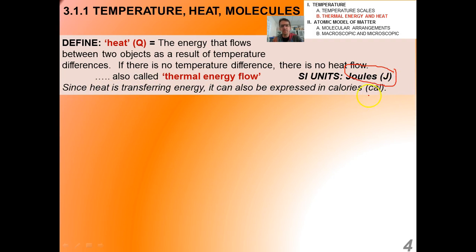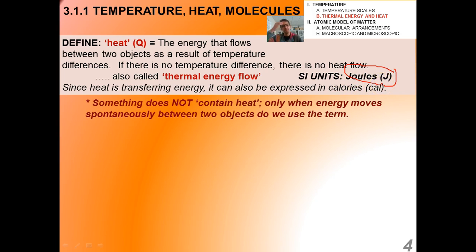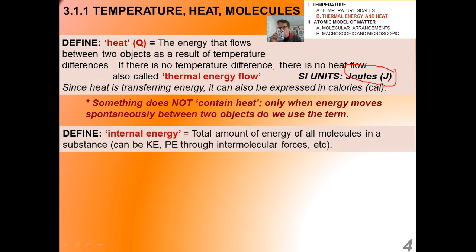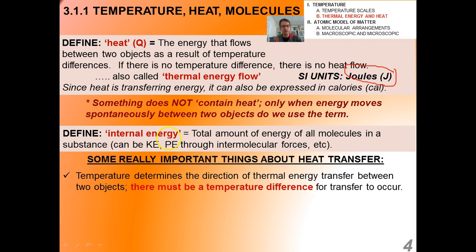You also see it expressed in terms of calories. That's the English unit for energy, okay? So again, something does not contain heat. Only when energy moves spontaneously between them do we use this term heat. Okay, so we need to also consider the total internal energy, or the internal energy of a substance, okay? In this class, this refers to the total amount of energy of all molecules in a substance, and it can be kinetic, potential, intermolecular forces, all these different kinds of energy, the sum of which we call internal energy, okay? Some other important things about heat transfer.